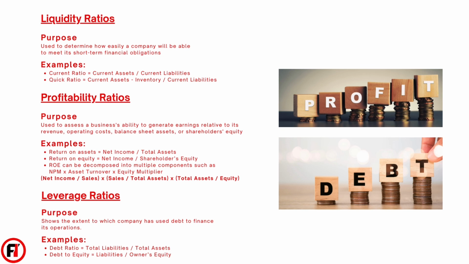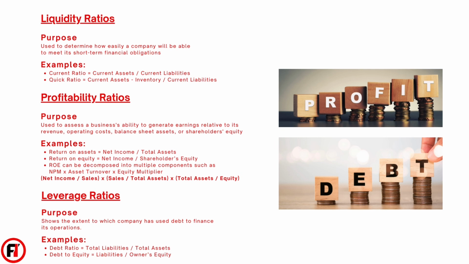If I was going to come up with easier words for these ratios: liquidity ratios are capital readiness, profitability ratios are capital management, and leverage ratios are basically debt affordability.